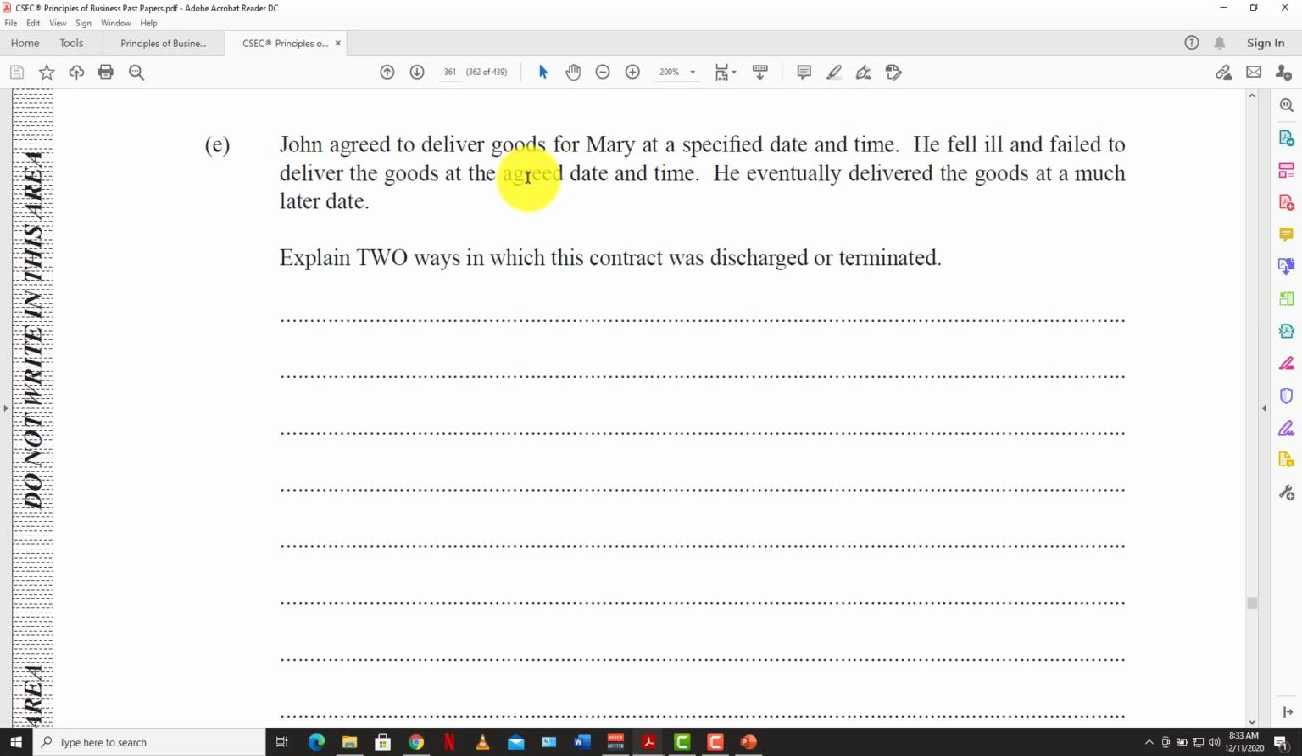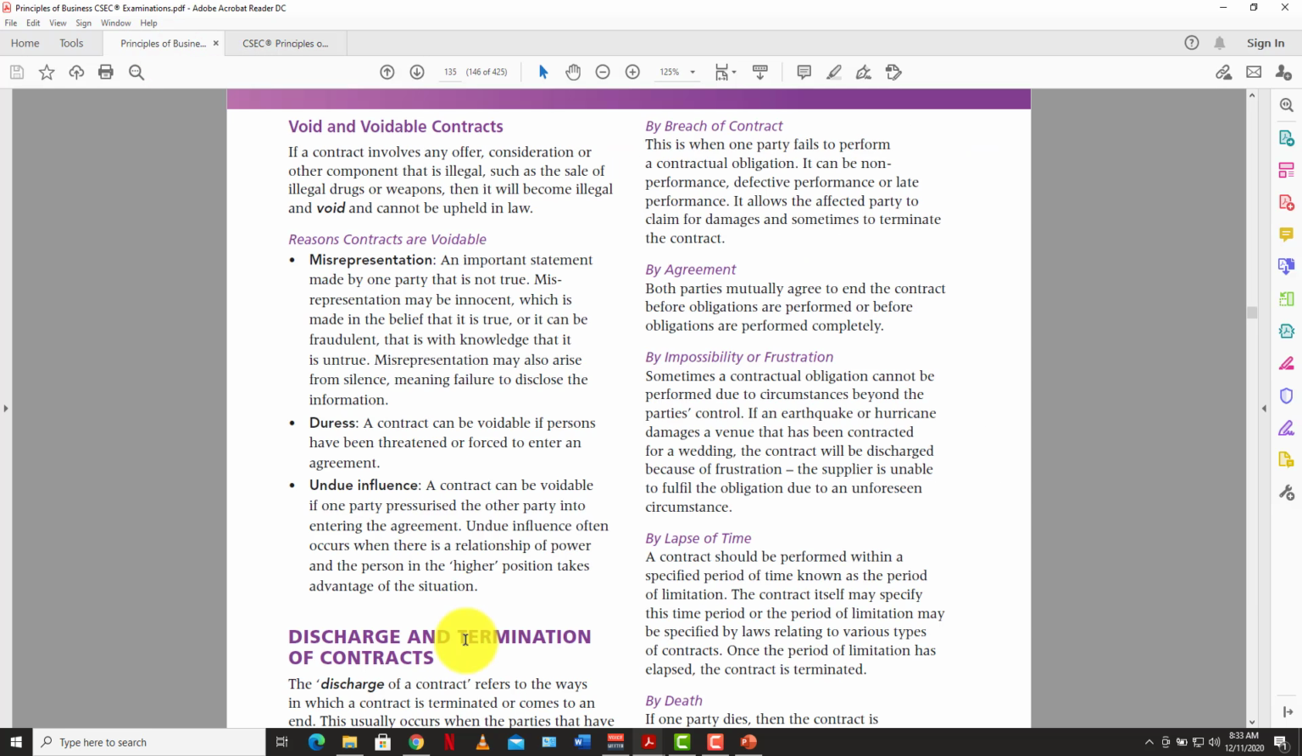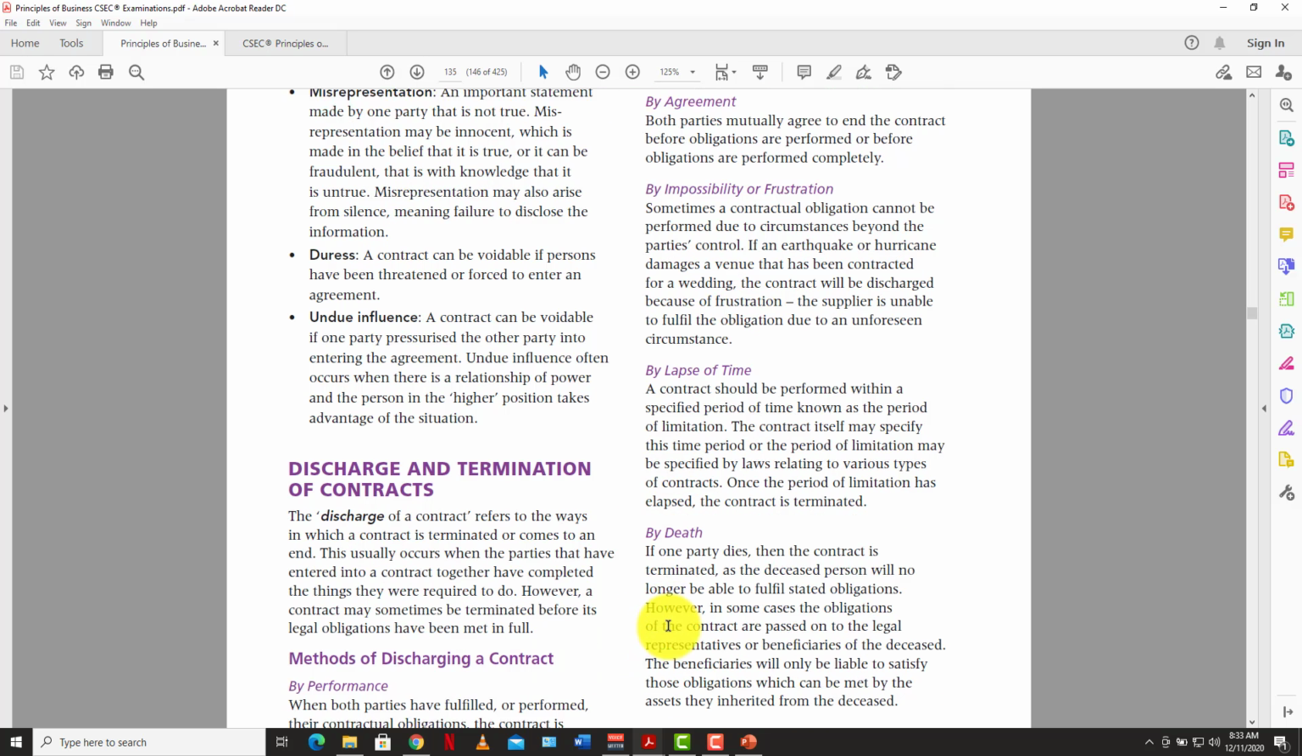So the contract between John and Mary was discharged or terminated based on two things: breach, because John failed to deliver the goods on the agreed time and date, and also time lapse, because John eventually delivered them later. So we have two right there. So explain two ways in which a contract was discharged or terminated. So those are the two that I would choose to expound upon. So that's breach and also lapse of time.